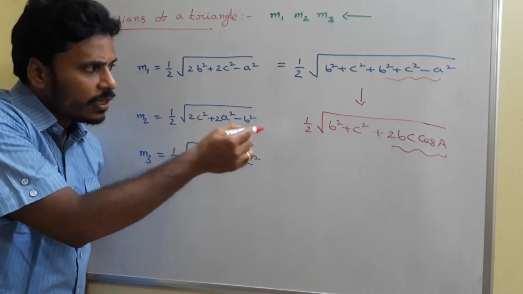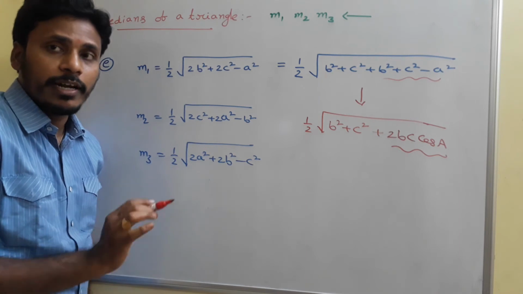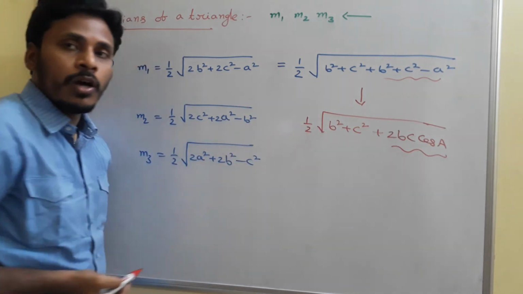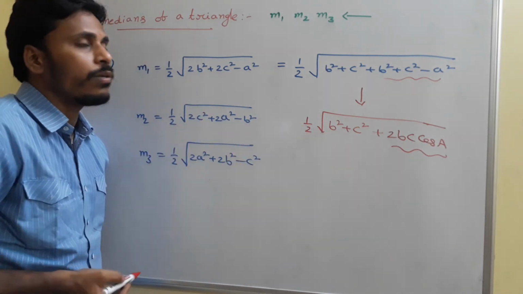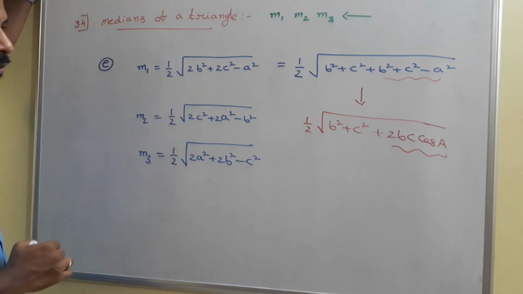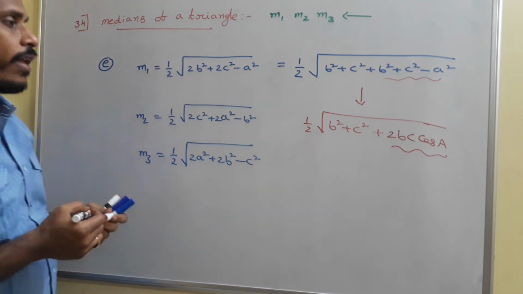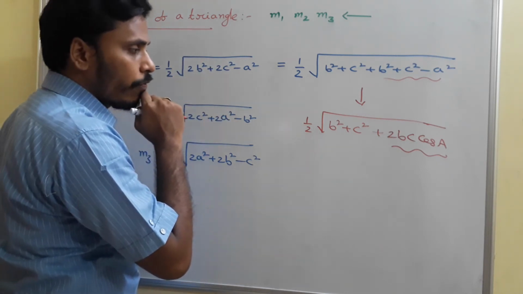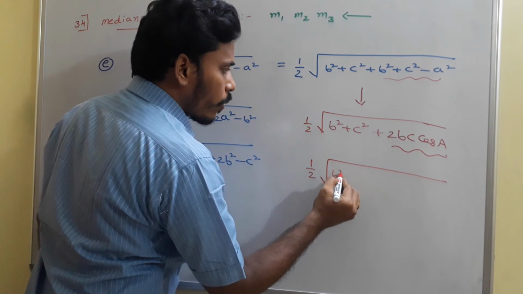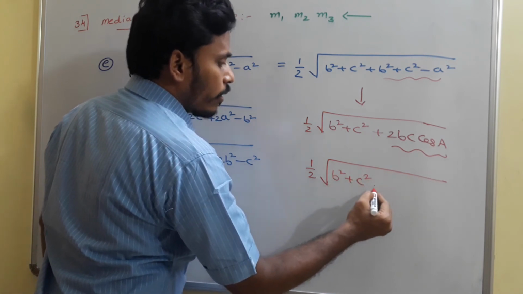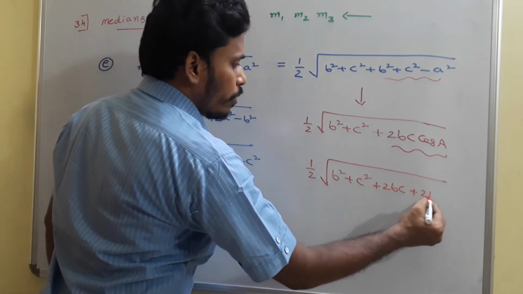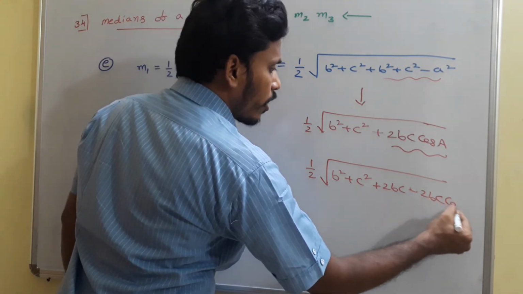Still there is something to simplify if they ask you. But at present, up to this it is enough to memorize. So the median length is again equivalent to half root of b² + c² + 2bc cos A also. Right. And this is m₁, this is m₂, this is m₃. This is one thing, and I will erase it. Or if you wish to simplify further, it is half root of b² + c², and you just write plus 2bc or minus 2bc cos A as per the necessity.